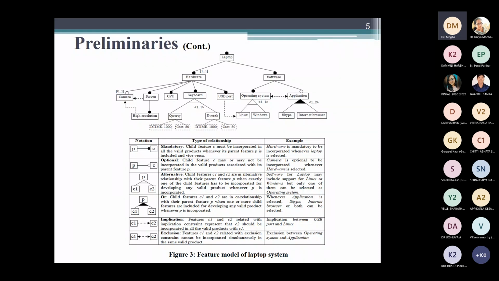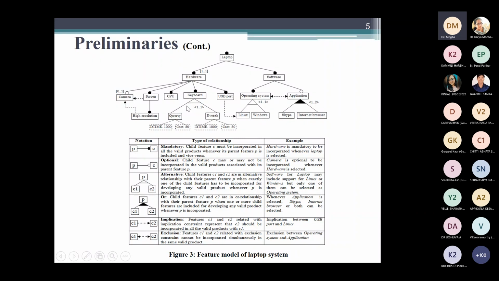Now, before I explain this model, I think we need to understand the types of relationships that are used in it. In this table, column 1 represents the notation, column 2 represents the description of the relationship, and column 3 represents an example from this model itself for our better understanding. Now the notation: P stands for the parent feature, C stands for the child feature, and this particular notation is known as the mandatory relationship. The child feature C must be included in all valid products whenever its parent feature P is included.